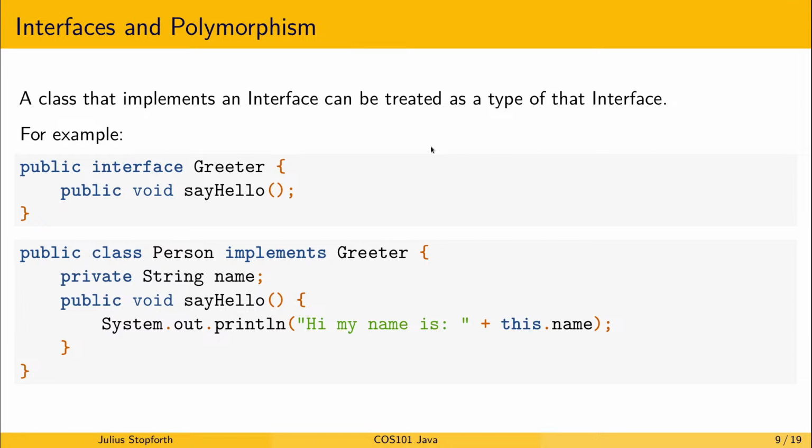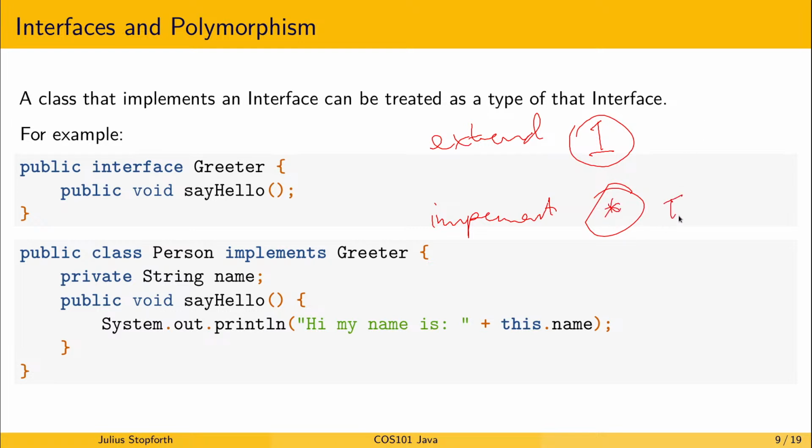The rule is you may extend only once. So you may extend only from one class. However, you may implement as many as you want. And these are interfaces. And this is a class. Does that make sense? So you can extend 0 to 1 classes. You can implement as many interfaces as you want, 0 to however many.